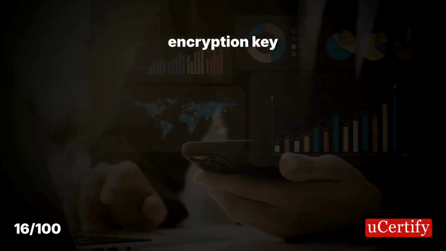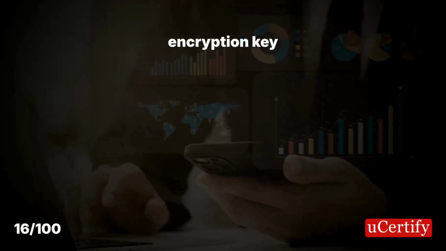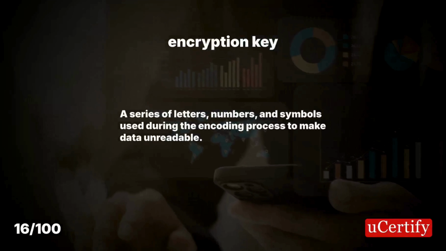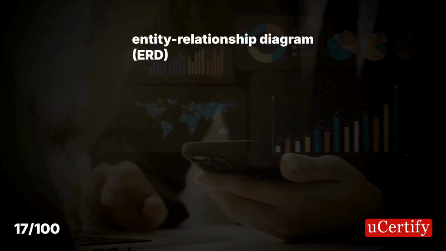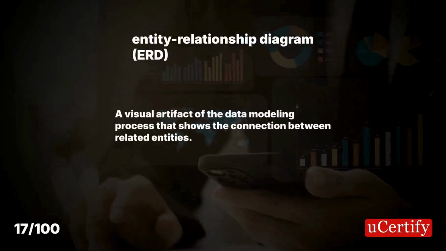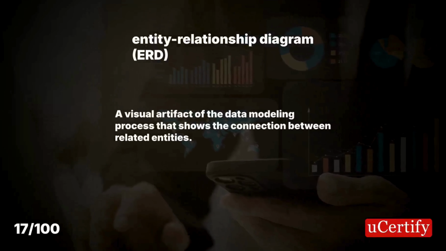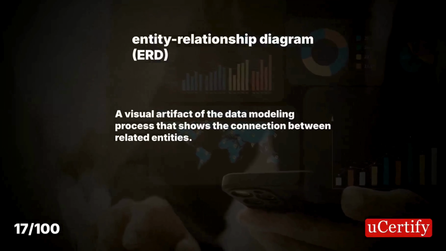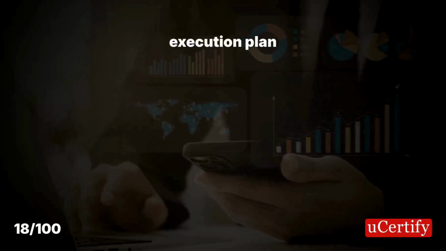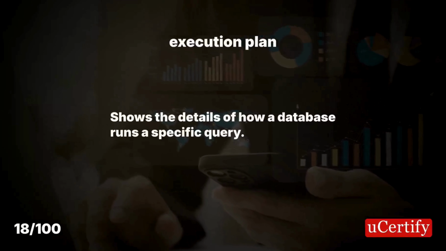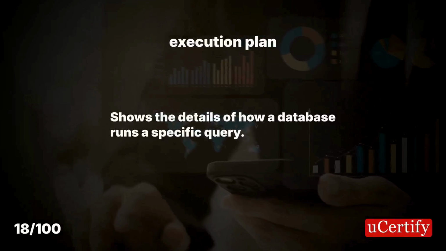Term: encryption key. Definition: a series of letters, numbers, and symbols used during the encoding process to make data unreadable. Term: entity relationship diagram, ERD. Definition: a visual artifact of the data modeling process that shows the connection between related entities. Term: execution plan. Definition: shows the details of how a database runs a specific query.